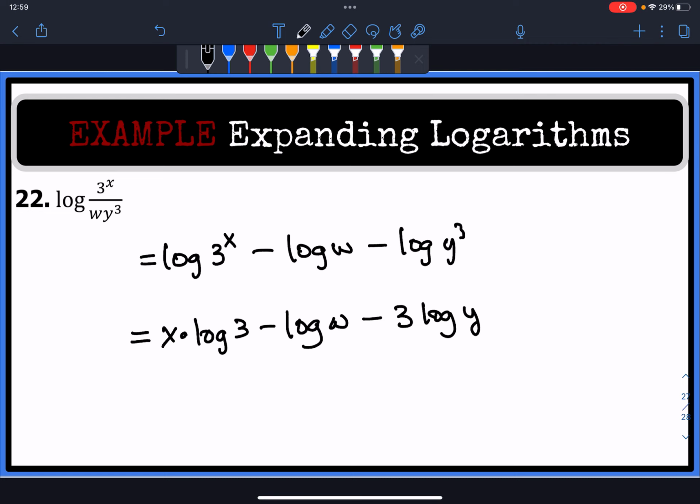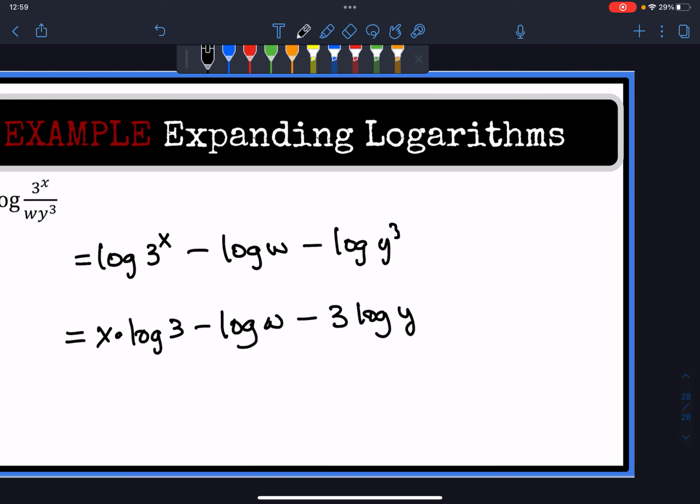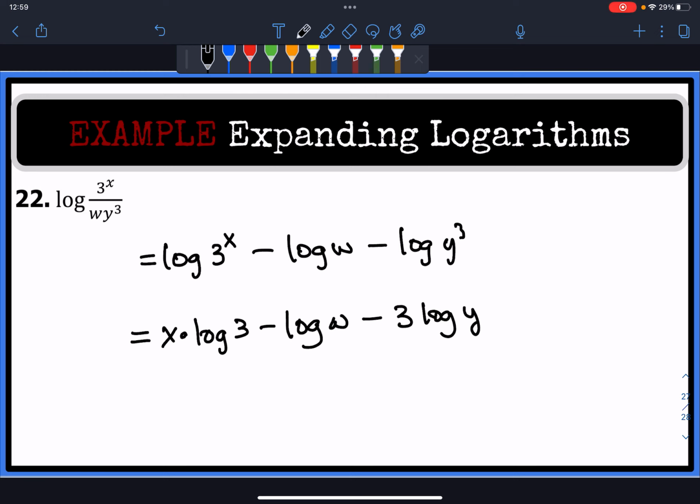And we have this. So this is the expanded form. And there you have it. So this concludes the examples on how to apply the logarithmic properties to expand or condense logs using these properties.